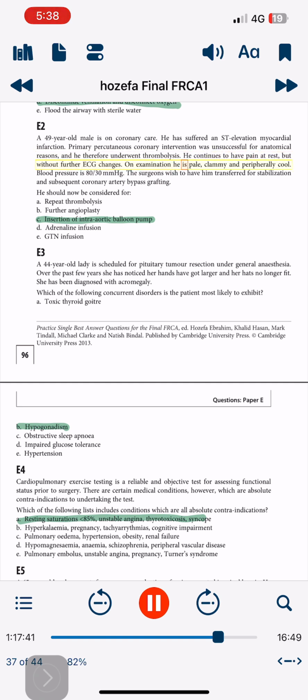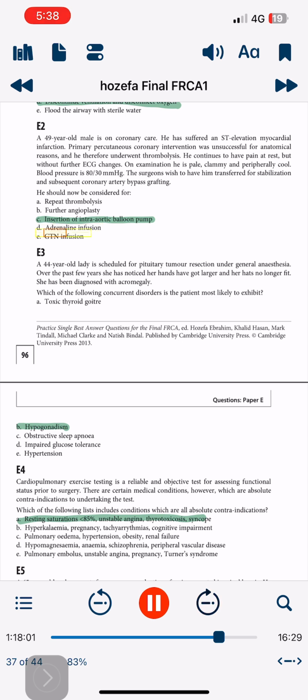On examination he is pale, clammy and peripherally cool. Blood pressure is 80/30 mmHg. The surgeons wish to have him transferred for stabilization and subsequent coronary artery bypass grafting. He should now be considered for A. Insertion of intra-aortic balloon pump.